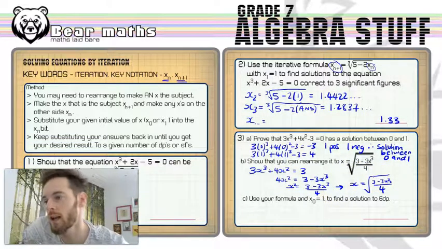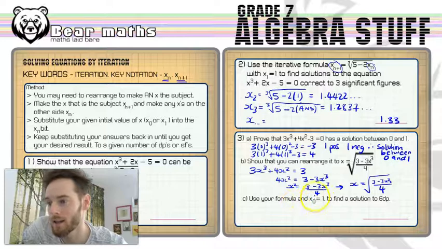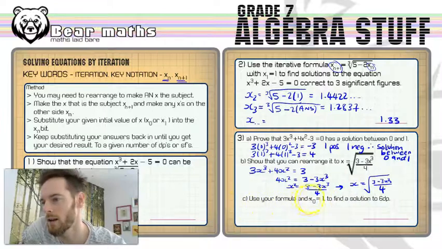Now in question C, this time we use this formula here, and the initial value of x, written as x subscript 0 again, but we've just got 1 as our value to substitute in to find a solution to 6 decimal places. So our next value, instead of it being x2, it'll just be x1. It doesn't actually make any difference at all.